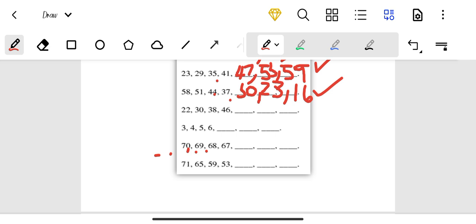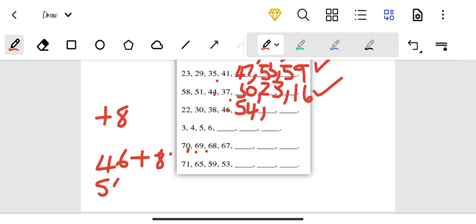Looking at the next, we have 22, 30, 38, 46. If we say 22 plus 8, it means that our rule is going to be plus 8, because 30 minus 22 is 8. So it's going to be 46 plus 8. 46 plus 8 is going to be 54. 54 plus 8, 2 there, and then 62. And then 62 plus 8 is going to be 70.